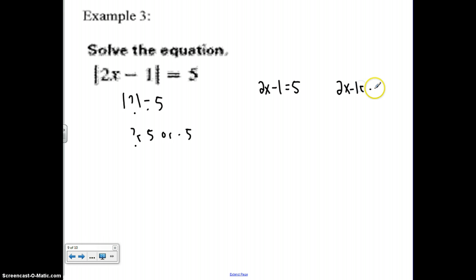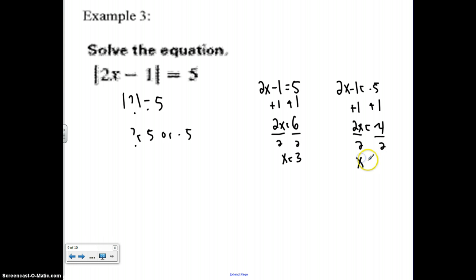So I'm going to set 2x minus 1 equal to positive 5 and 2x minus 1 equal to negative 5. So I'm going to add 1. I have 2x equals 6. Divide both sides by 2, and you get x to be 3. So that's one answer. Now I'm going to do the other one. I'm going to add 1. I have 2x equals negative 4. Divide both sides by 2, and you get x to equal negative 2.